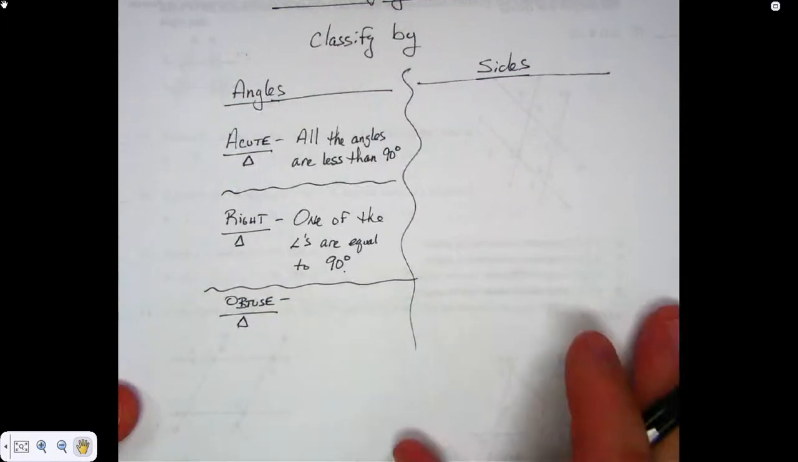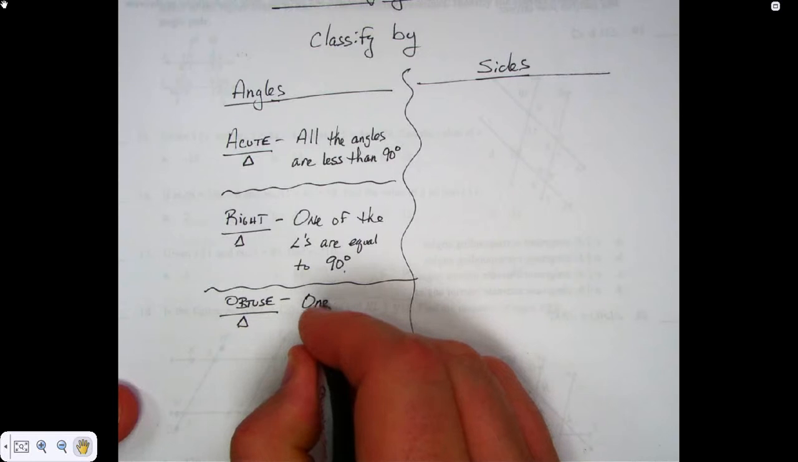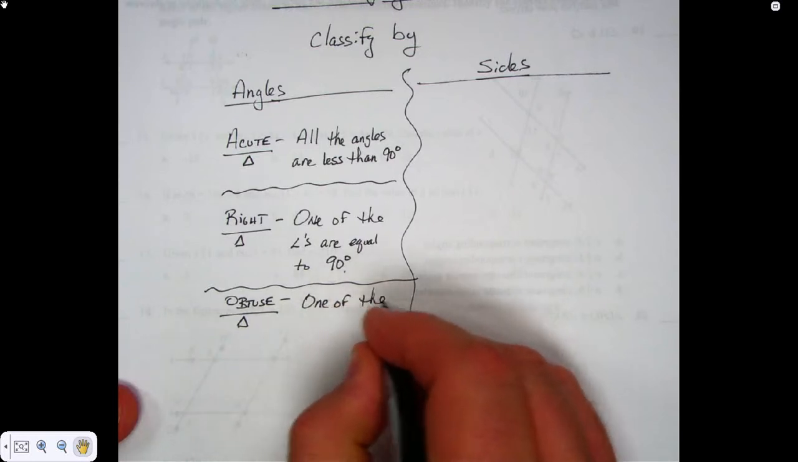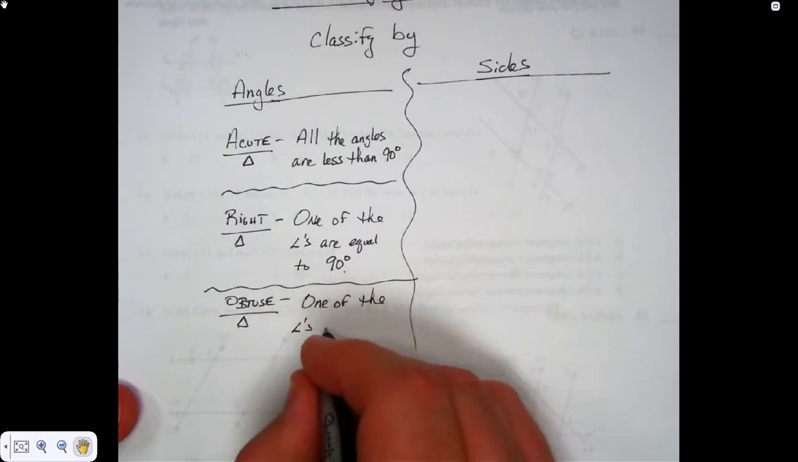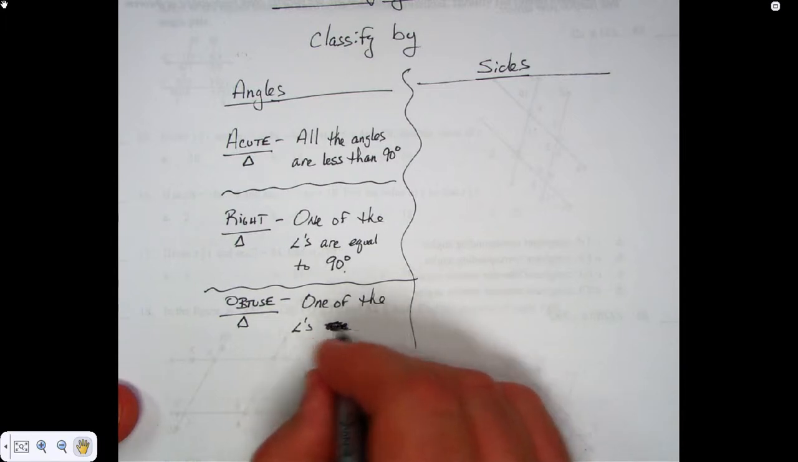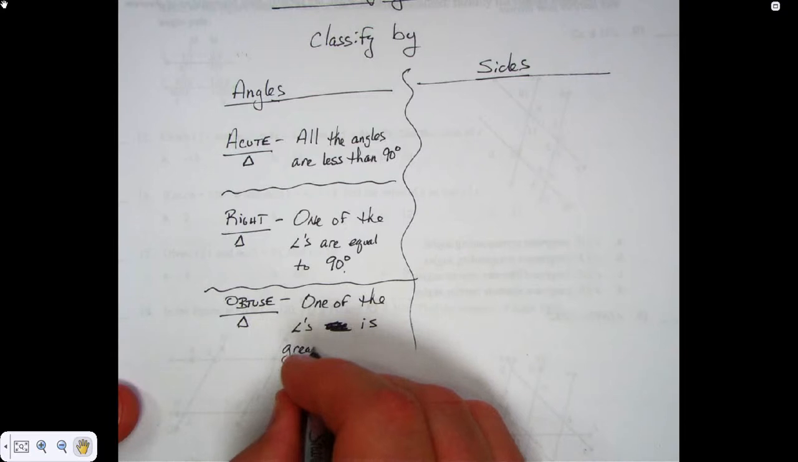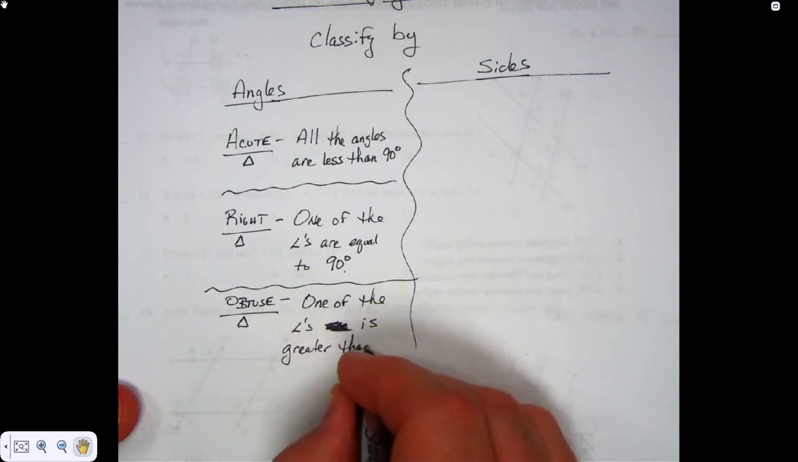What makes a triangle obtuse? One of the angles are or is greater than what?